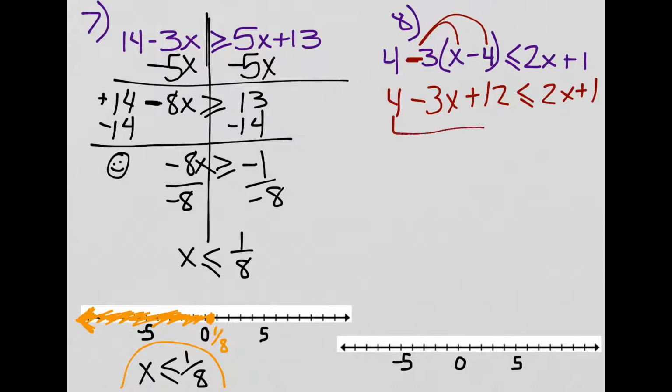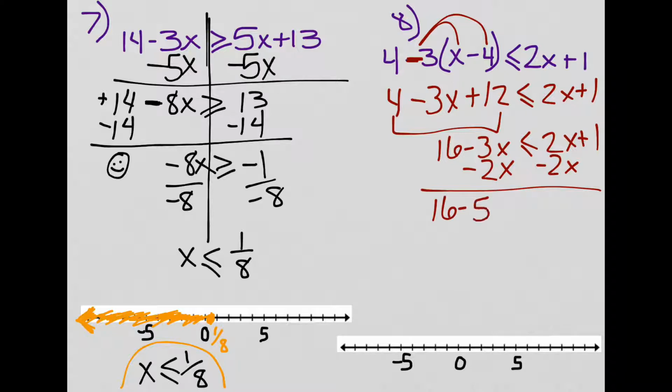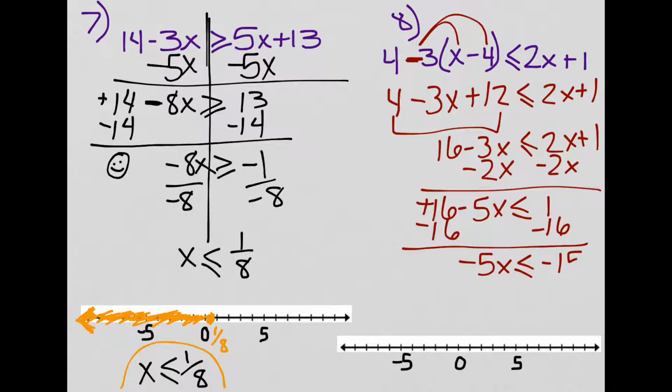Now I can deal with that 4. I'm going to combine it with the 12 so that I get 16 minus 3x is less than or equal to 2x plus 1. Okay, do you want to bring everything to the right or the left? Let's bring it to the left just so we can practice our rule. And by doing that, we're going to have 16 minus 5x is less than or equal to 1. Well, we got to get rid of the 16 now. Remember, the invisible positive in front of it is why we're subtracting, because it was actually being added. So I have negative 5x is less than or equal to negative 15.